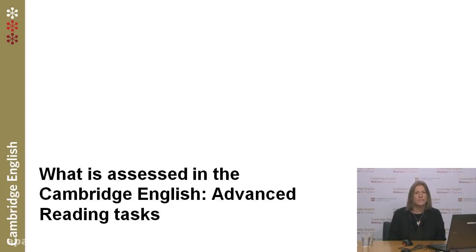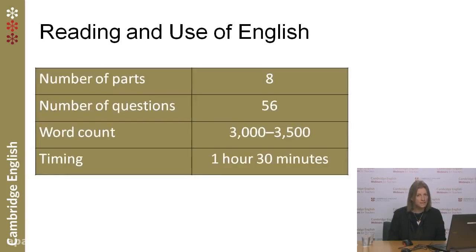Let's move on to consider what is assessed in the reading tasks in the new Cambridge English Advanced Reading and Use of English paper. So here's a summary of the new Reading and Use of English paper. As you can see, there are 8 parts in total, and the whole paper takes 1 hour and 30 minutes. We're going to look at parts 1, 5, 6, 7 and 8.